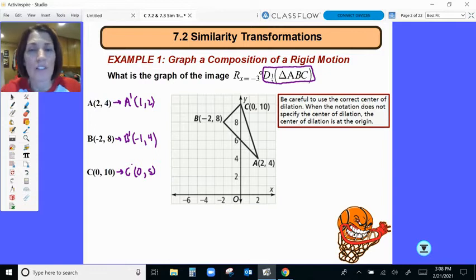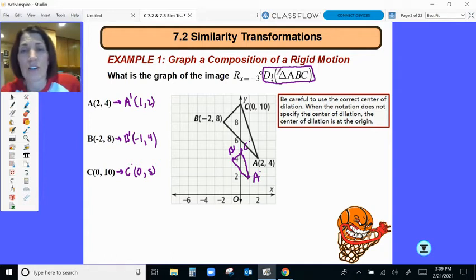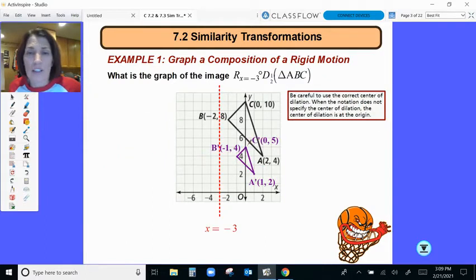So I'll plot each of those points, 1, 2 for my A prime. I'll get my B at -1, 4, my B prime, and then my C at 0, 5, my C prime. And then that will be my triangle with my dilation. Remember, when there's no center of dilation indicated, that means we are dilating with the center point at the origin. Okay, so now I have my new triangle here.